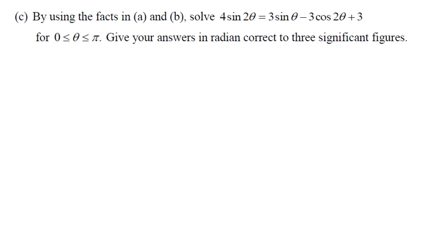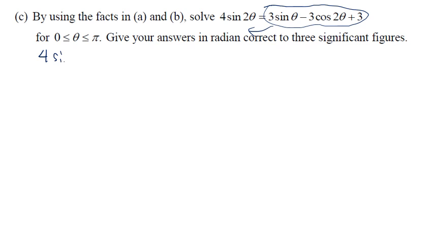Right, so now in part C, that is the third part of the question. Using the facts in A and B, which is part 1 and 2, solve for sin 2 theta equals 3 sin theta minus 3 cos 2 theta plus 3. So we move everything to the left side.